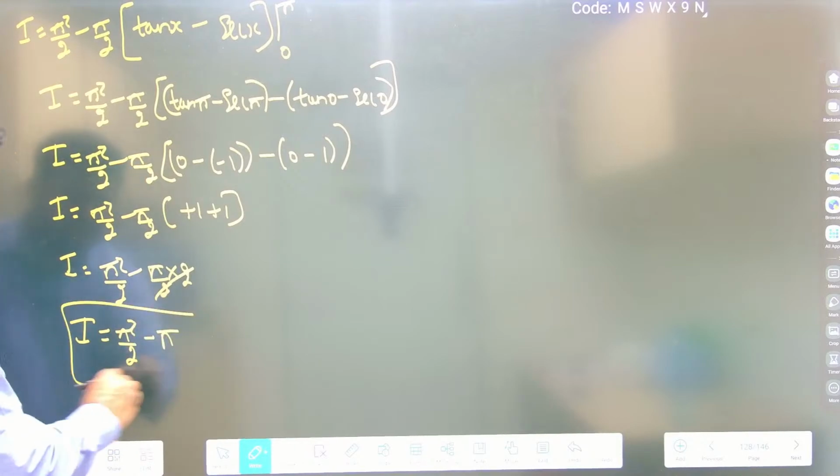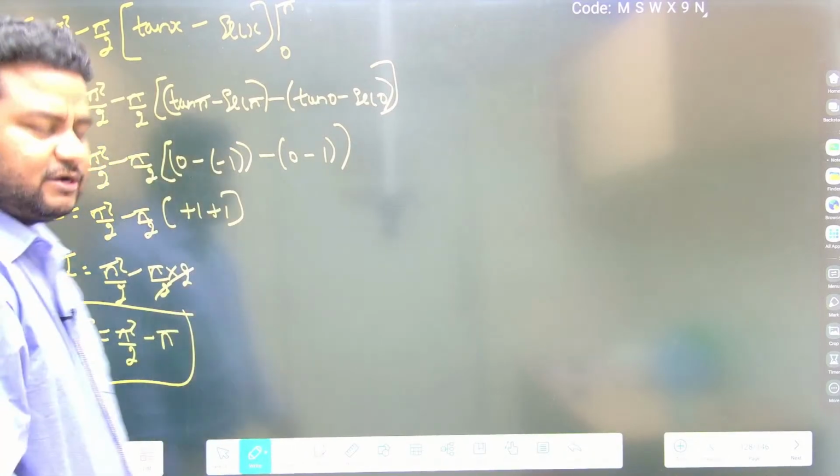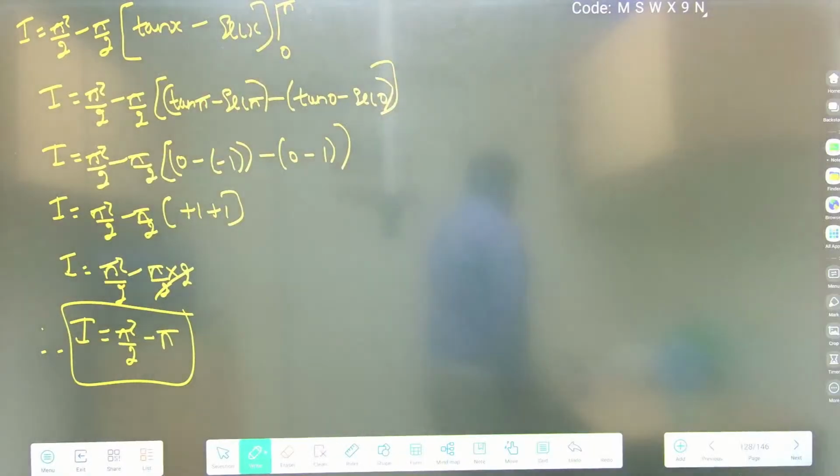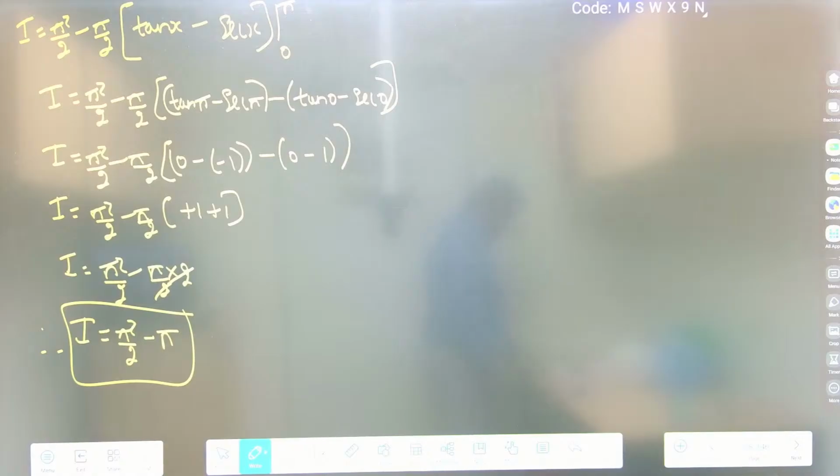So this is the final answer, friends. Therefore I is equal to pi square by 2 minus pi is the complete answer to this question. Clear? This is the way we solve the 7th or 8th question, friends.